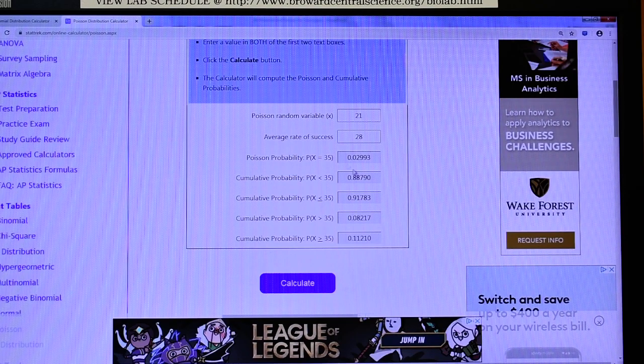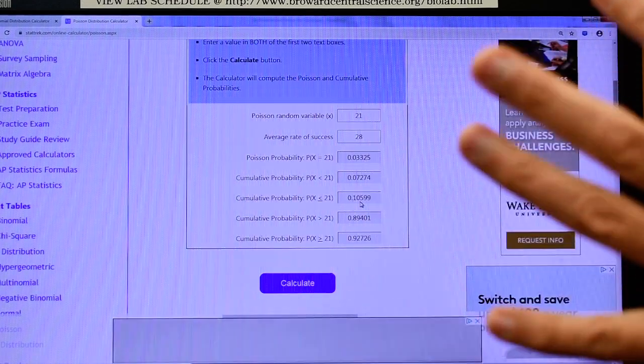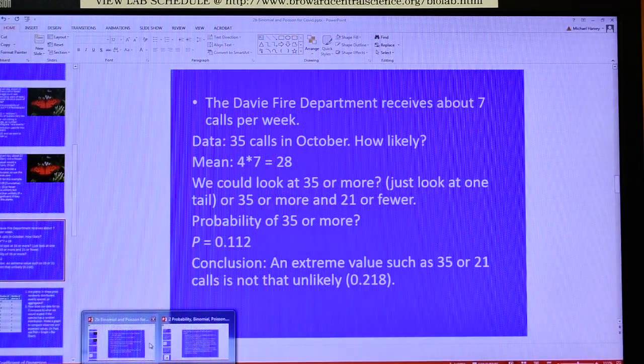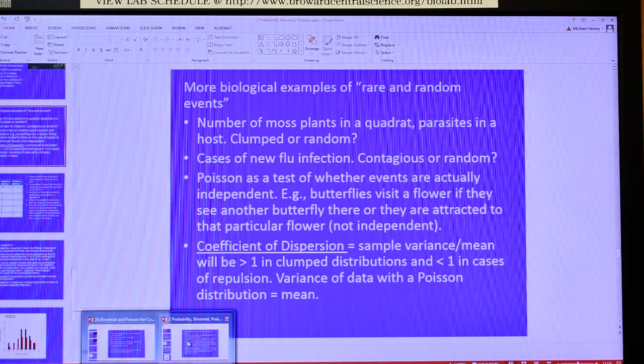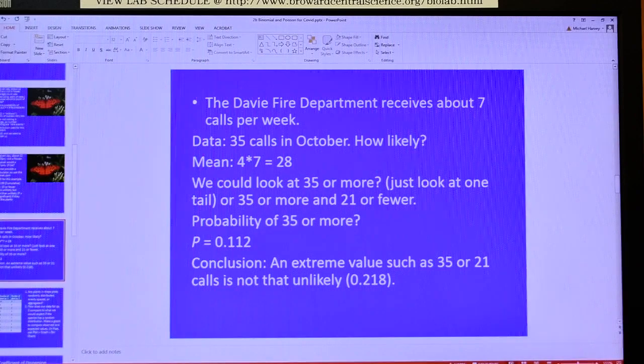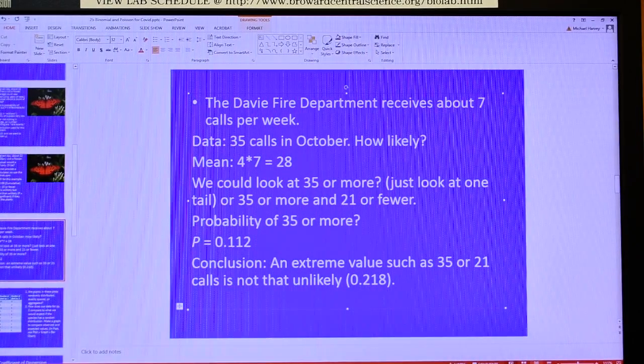This would be an extreme from the other end. Okay, so let's see. We would want 21 or fewer. That's pretty close to 11%. So it's almost 22% of the time you're going to get an extreme value, assuming that everything is still random. Okay, so I think I have some statements here to that effect. Let's see, this one we need to close. Okay, there we go.